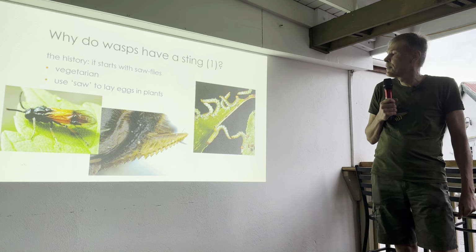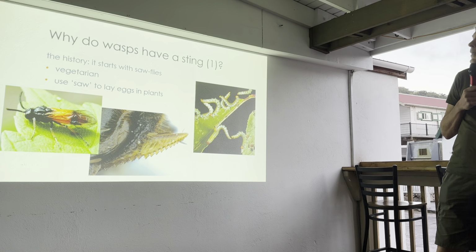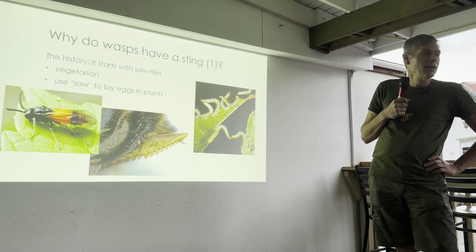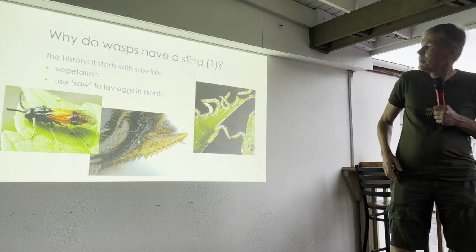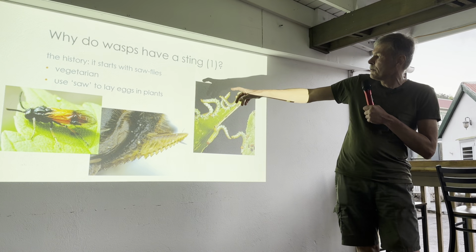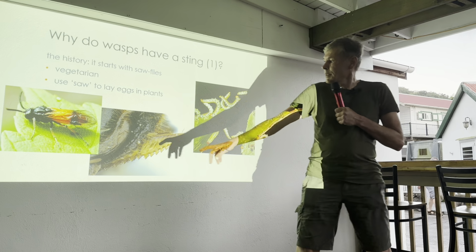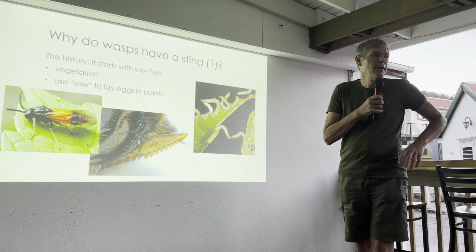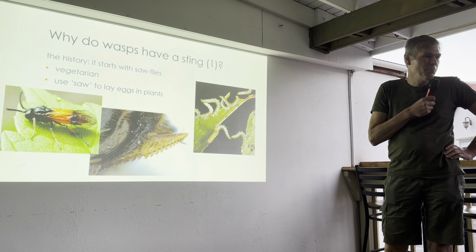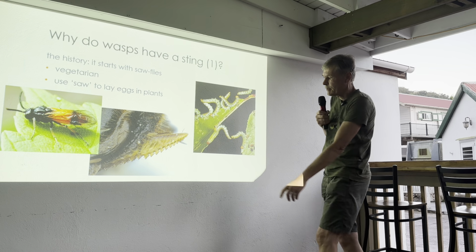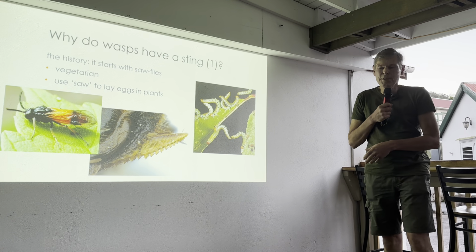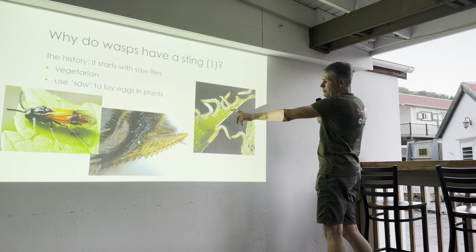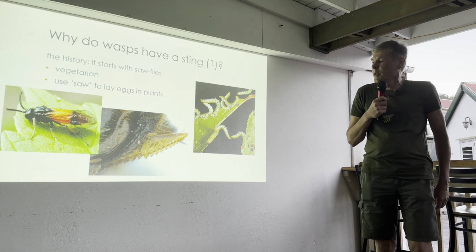Okay, then I'll try to tell you why did wasps evolve a sting? How did they get a sting? Well, a long time ago, the first wasps were actually the wasps that we still find today, like what we call sawflies. They're quite simple wasps, and they are vegetarian. They lay their eggs in plants, and for that they use a structure like a saw, and they use that to lay their eggs in plants. And their larvae feed on the plants. Yes.